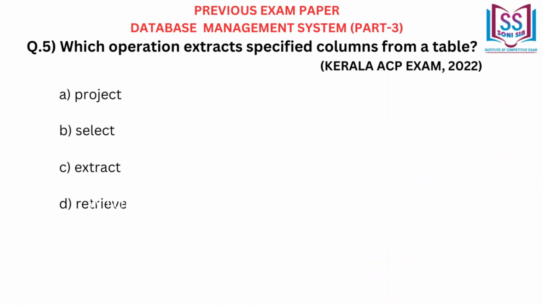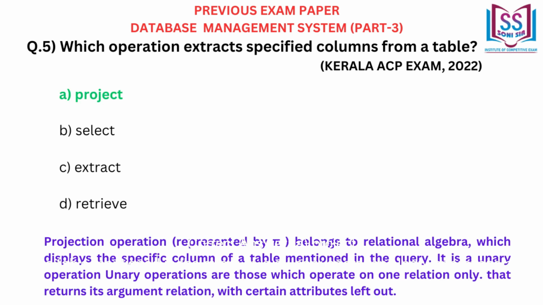Which operation extracts specified columns from a table? A. Project. B. Select. C. Extract. D. Retrieve. Correct answer A.